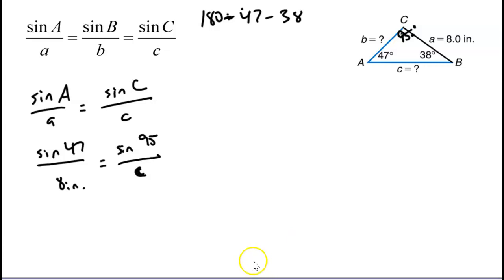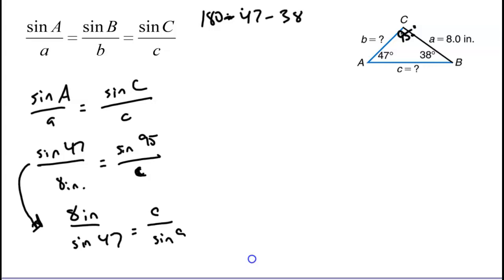If you have 1/2 equals 2/4 and you flip them both over and get the inverse, they still are the same. It's still the same answer. So I can do the same thing for this. I'm going to flip this over, so I'm going to put 8 inches on top and sine 47 on the bottom, and C on top and sine 95. Remember, it only works if you do it to both of them.